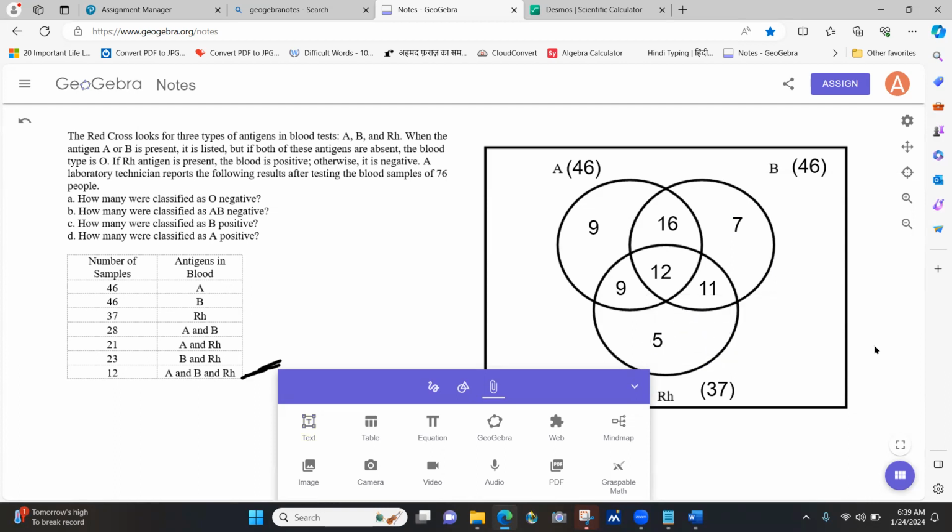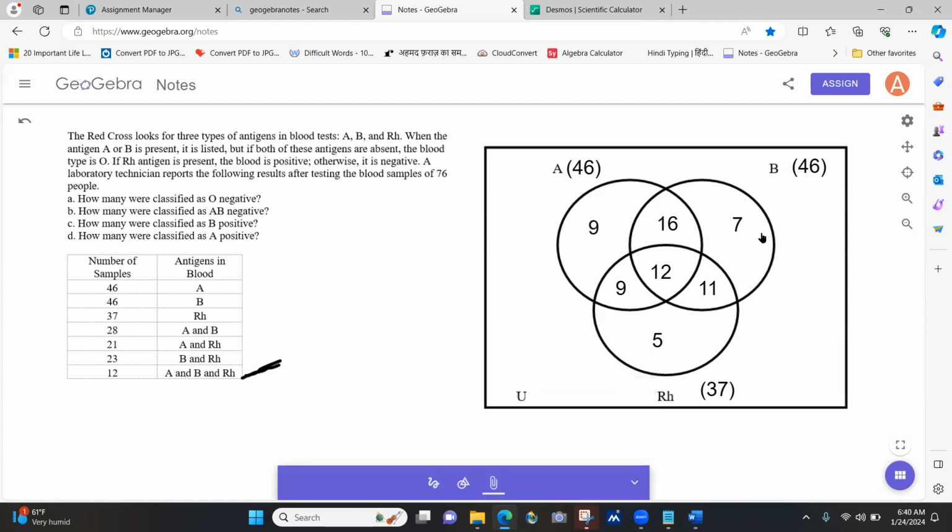Now, very carefully, how do we find what goes here? Remember this piece of data, 76 people? Altogether, there are 76 people. So let's see how many people were accounted for. If I count all the numbers inside the 3 circles, that will give me the number of people who have been accounted for, and I will subtract that number from 76. So what do I get here?